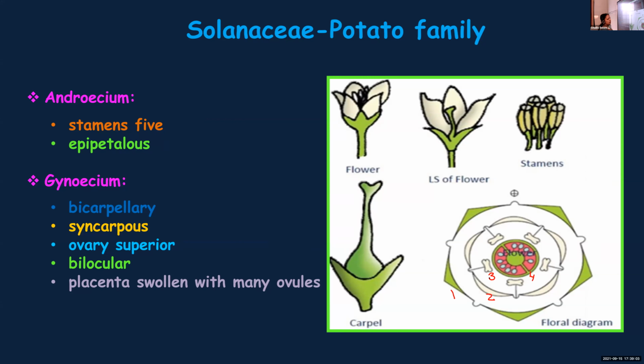First, the outermost whorl is that of calyx. And if you count, you can see the calyx. How many? 1, 2, 3, 4, 5. 5 sepals are present. You can make out that 5 sepals are present. Then that we learn.